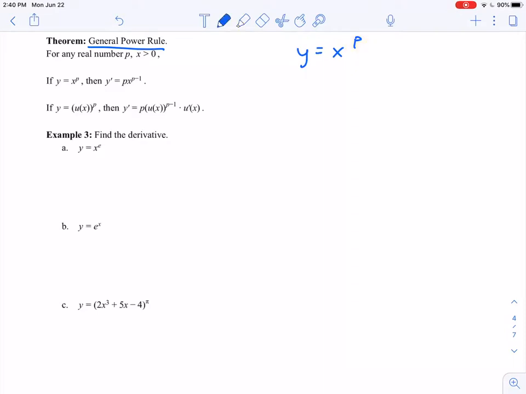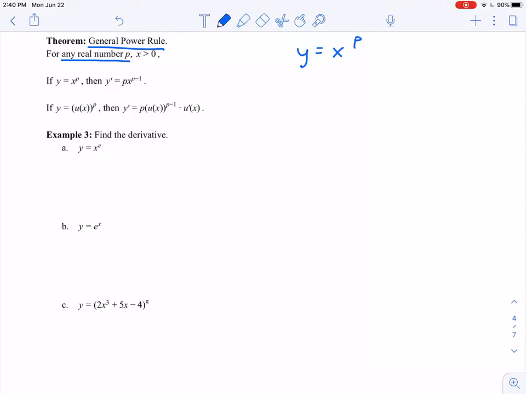Here, this works for any real number p. So this is really nice in that this will work for any real number as long as you have x to a constant. And it works the same way that the power rule has always worked. It says if y equals x to the p, then y prime is p times x to the p minus 1. So I multiply by my power and subtract 1 from my power. So again, hopefully this is not a big surprise. We're just extending the power rule as far as it can possibly go here.